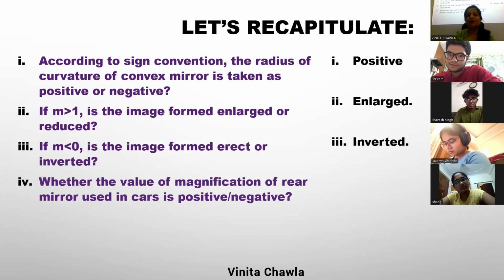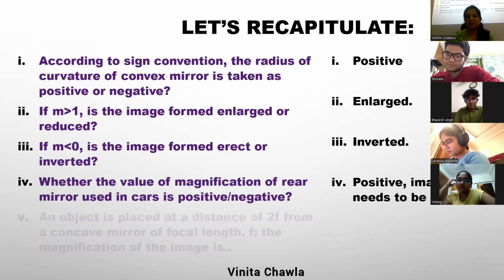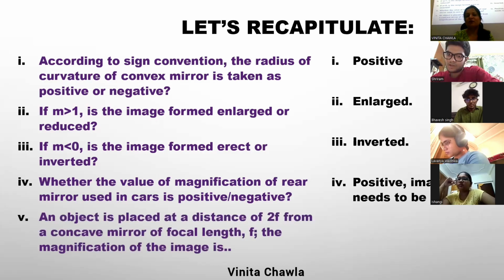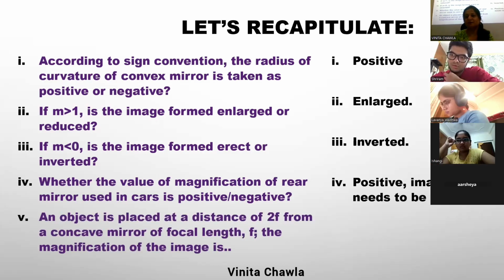Is the magnification of the rear view mirror used in cars positive or negative? Positive. An object is placed at a distance of 2f from a concave mirror of focal length f. The magnification of the image is? Same, ma'am. Minus 1 only. It's -1.